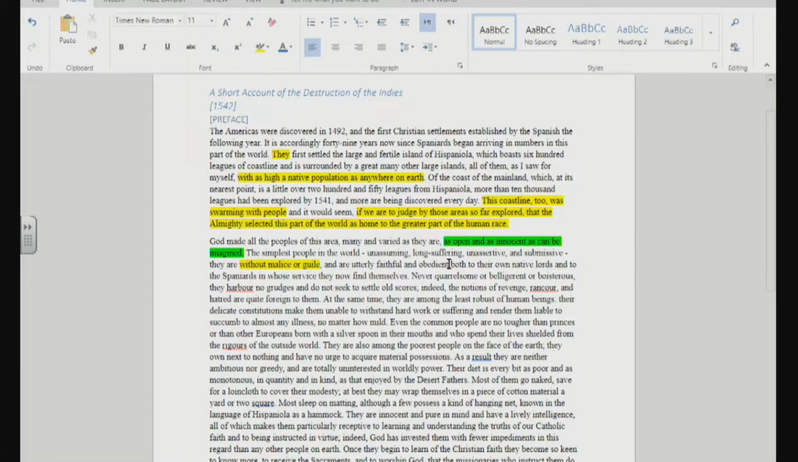He says they're utterly faithful and obedient, both to their own native lords and to the Spaniards, in whose service they now find themselves. Never quarrelsome or belligerent or boisterous, they harbor no grudges and do not seek to settle old scores. Indeed, the notions of revenge, rancor, and hatred are quite foreign to them. At the same time, they are among the least robust of human beings. They're not big and powerful, according to him. Their delicate constitutions make them unable to withstand hard work or suffering and render them liable to succumb to almost any illness, no matter how mild.